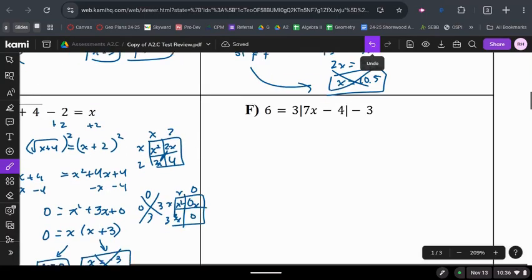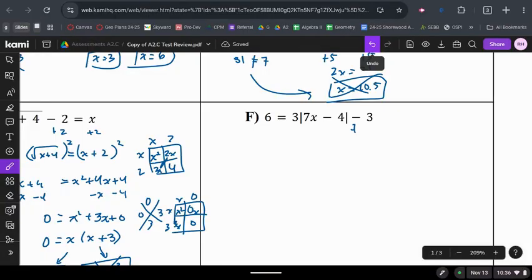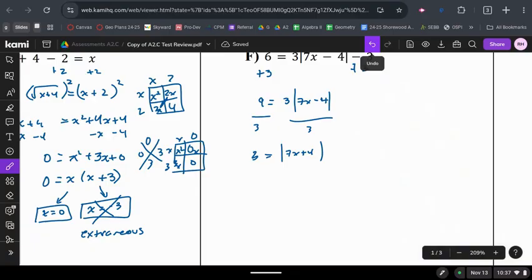And then this one, we add the 3 to isolate the absolute value, 3, not 6. I get 9 is equal to 3 times the absolute value of 7x minus 4. And then dividing by 3 to isolate it still, I get 3 is equal to absolute value of 7x minus 4. Now, those absolute values could be either positive or negative, so this is where I would sneak in the plus or minus 3, and we solve it from there.